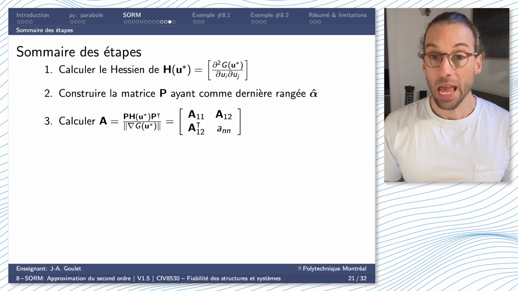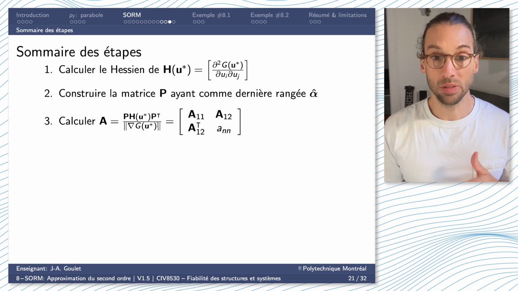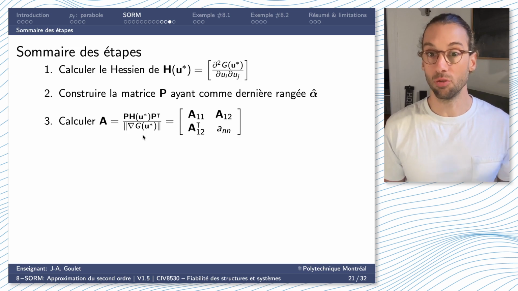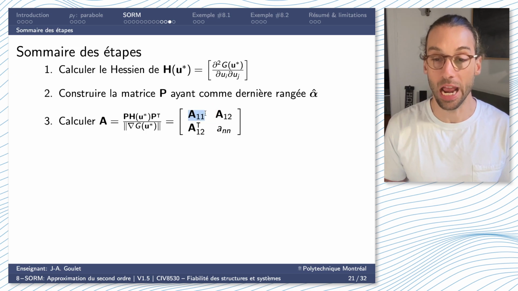Then to compute A, it is going to be P times Hessian that we compute here, P transpose, divided by the norm of the gradient. The norm of the gradient we already obtained using a FORM analysis, as we've seen in module 6. And that's going to give us an n by n dimensional matrix. We're going to remove the last column. We're going to remove the last row. We're going to have our A11.